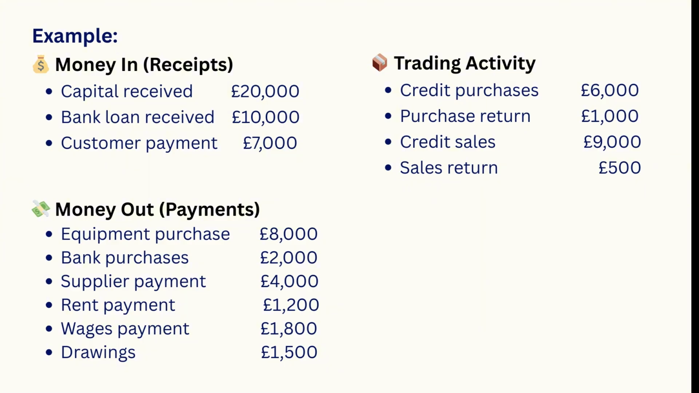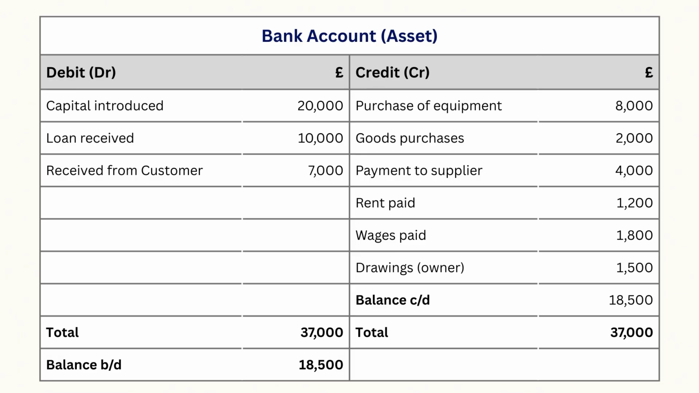These transactions will now be posted into the general ledger, into T accounts, and then we will extract each account's balance and build our trial balance. This is the bank account, which is an asset account. Assets increase on the debit side and decrease on the credit side.